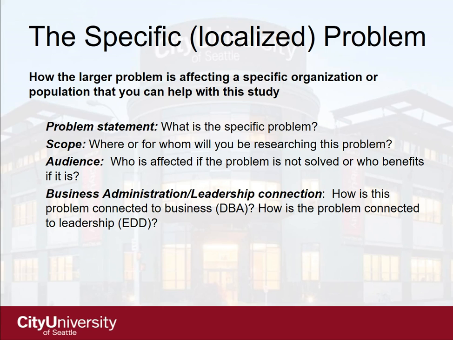Part of the general problem is that there's a specific localized problem. So how the larger problem is affecting a specific organization or population. So the problem statement is, what is the specific problem? There's a scope to this specific problem. Where or for whom will you be presenting this research problem? Who is affected by the problem if it's not solved in your specific context?